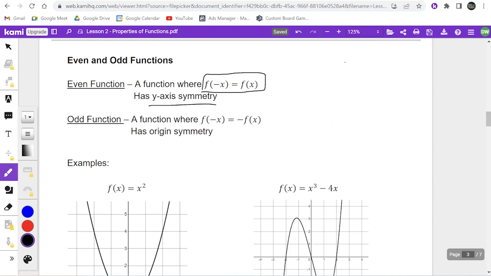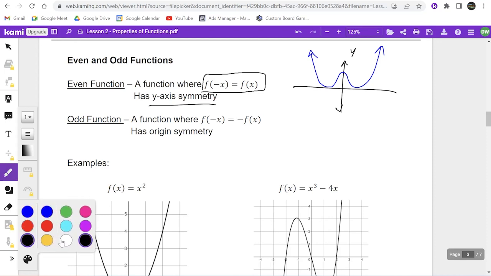What does that look like? Let me show you on the little graph right here. So again, here's the y-axis right here. If you have y-axis symmetry, then you have a function that, for instance, looks like this. Doesn't have to look like this, but it has to have y-axis symmetry. If you fold this graph in half like a hot dog, you're going to get a perfect match on the other side. So that's what y-axis symmetry looks like.